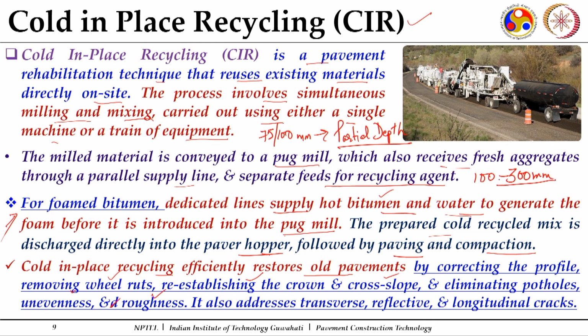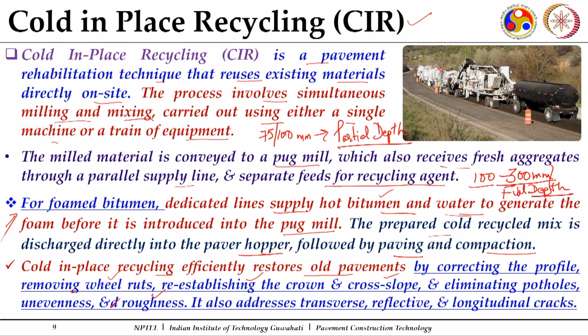When the depth is typically ranging from 100 to 300 mm, that means we are going deep. We are going up to the unbound courses also, which may be your granular base courses, wet mix macadam, or the granular sub base courses. When we are going deep into those layers up to a depth of 100 to 300 mm, then this becomes full depth reclamation, which again we are going to discuss later.